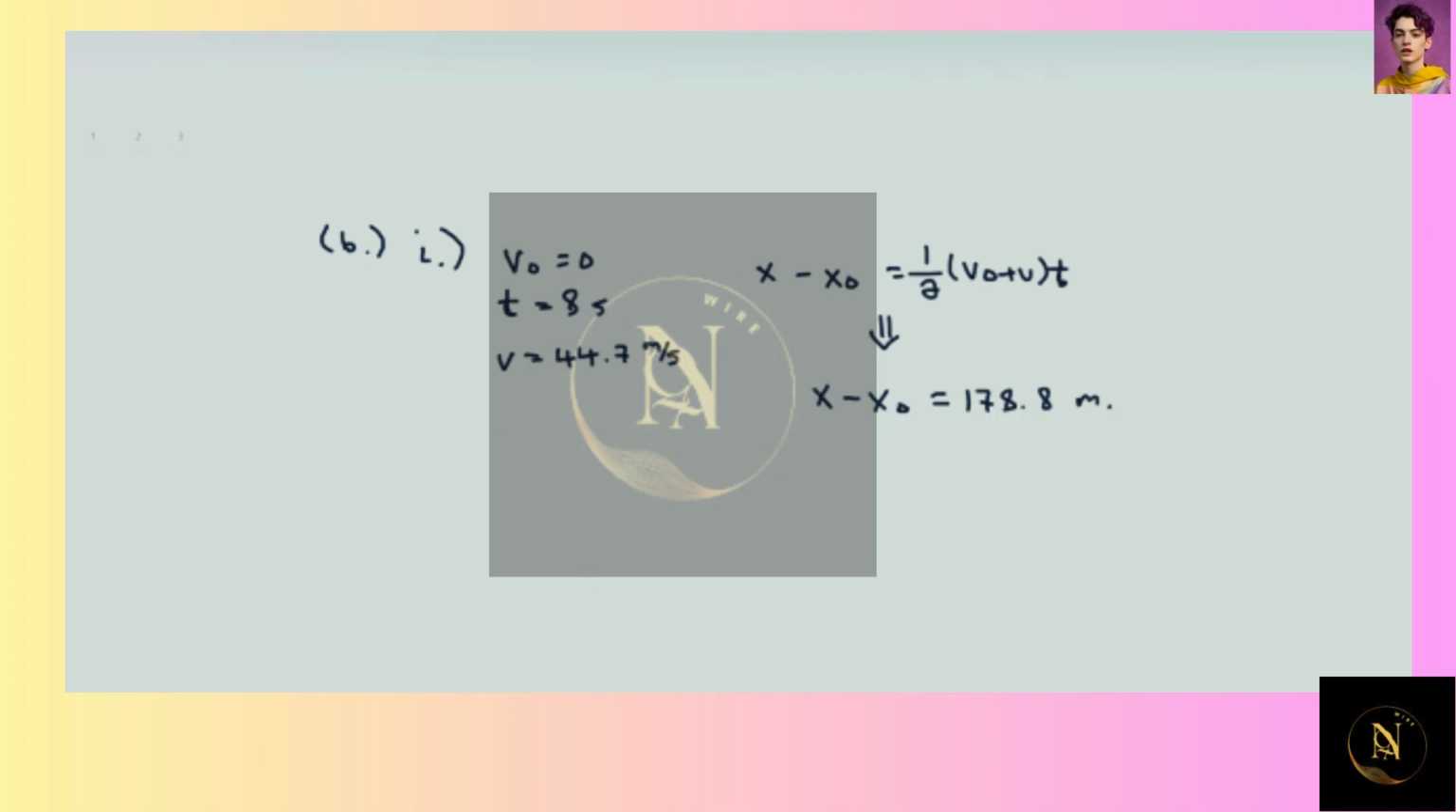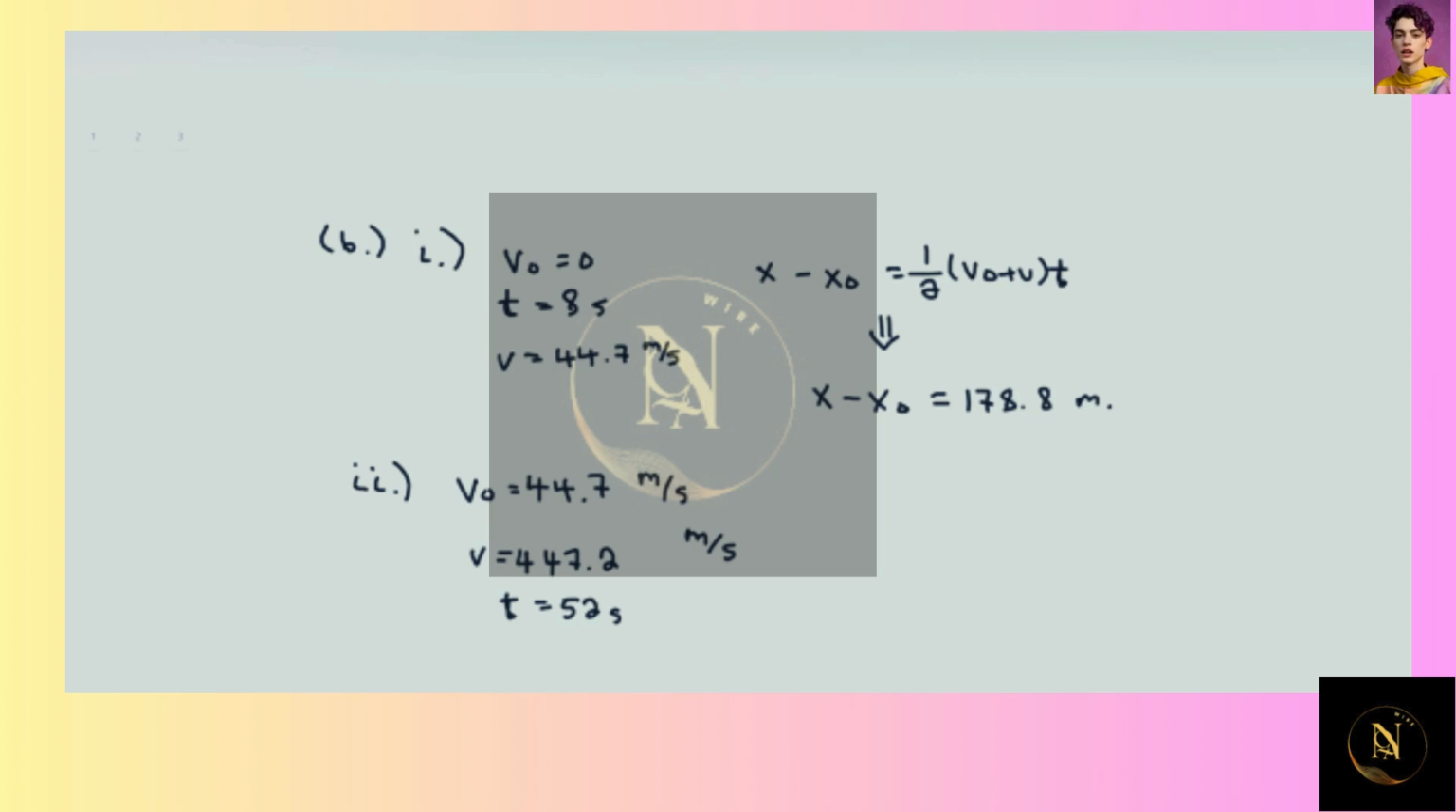But that's the final answer. Now for the second time interval. Our initial velocity is 44.7 meters per second, because that's the velocity at 8 seconds. We want 8 seconds to 60 seconds. Our final velocity is 447.2 meters per second. And the time interval is 52 seconds.